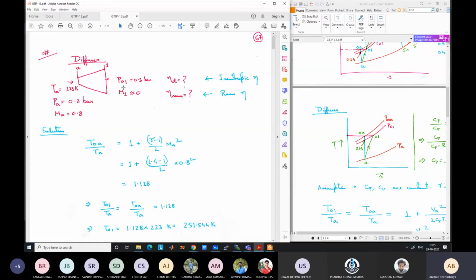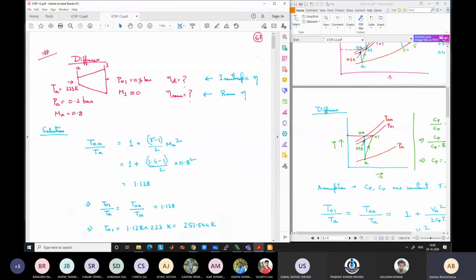So this is a subsonic diffuser. Inlet condition is a typical atmospheric condition at which the aircraft flies. So minus 50 degrees centigrade, 223 Kelvin. Pressure at that altitude is also very low. Some realistic pressure, 0.2 bar, compared to atmospheric pressure at ground level. And inlet Mach number is 0.8.